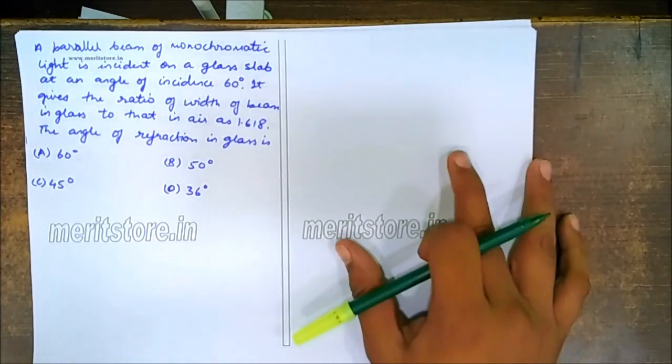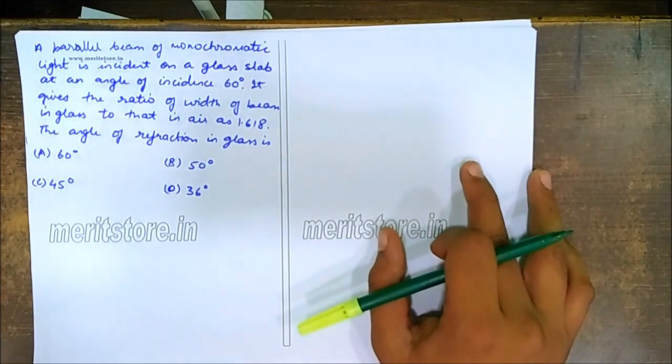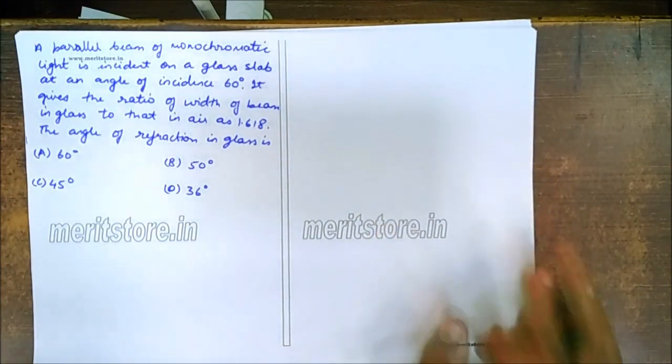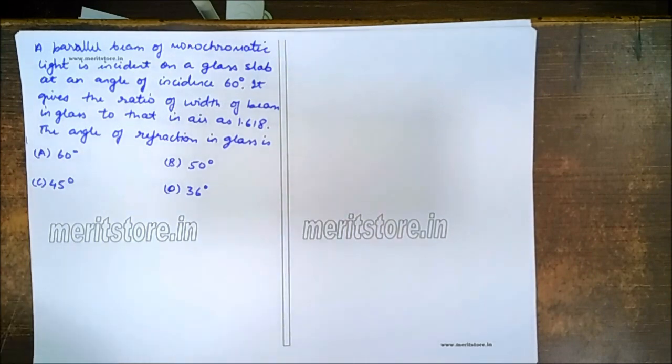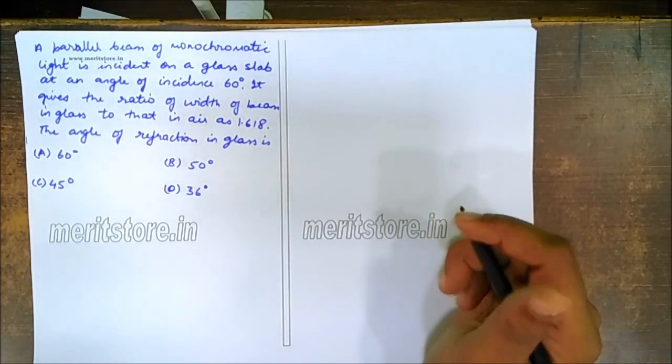Next question: a parallel beam of monochromatic light is incident on a glass slab at an angle of 60 degrees. If the ratio of the width of the beam in glass to that in air is 1.618, the angle of refraction has been demanded.